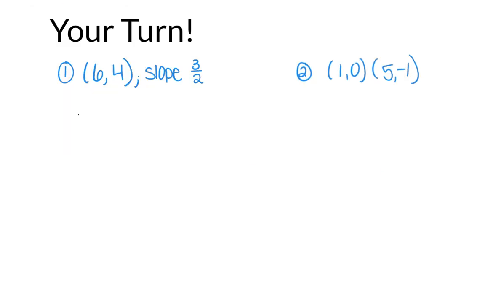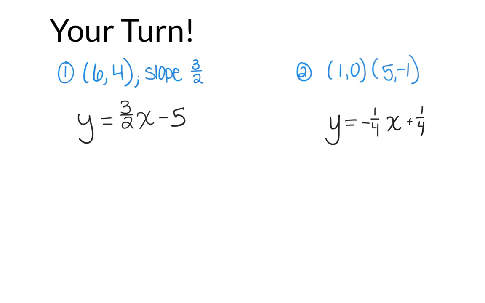All right, now it's your turn to try 2 problems. Pause the video, see if you can write each of these in slope-intercept form, and then come back to check how you did. Are you ready? Here's the answers. All right, for the first one, you get y equals 3/2 x minus 5, or 1.5x minus 5. And on the second one, you get y equals -1/4 x plus 1/4, or -0.25x plus 0.25. All right, if you got those answers, you can stop the video now. If you want to see where those came from, I will work through those, and you can continue watching.